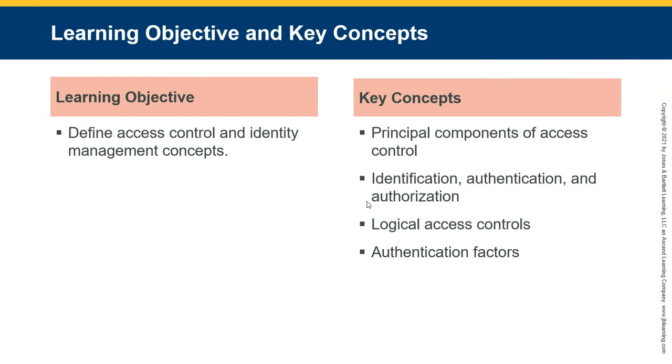So, our learning objectives and key concepts. Learning objectives: define access control and identity management concepts. Our key concepts: principal components of access control, identification, authentication, and authorization, the three pillars that make up access control, which we'll discuss. Logic, access control, and authentication factors. These are all components that we want to start evaluating as we're going forward.